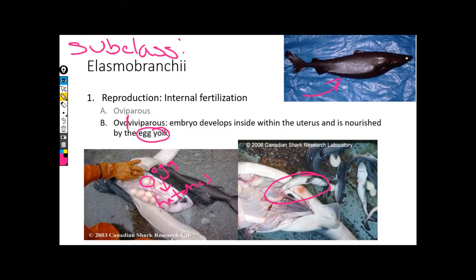So does it hatch inside or outside? So these hatch inside, right? So by the time they come out, they would be quite large.